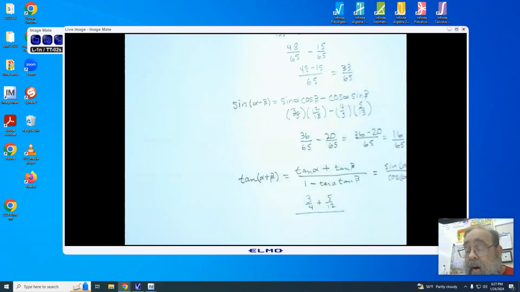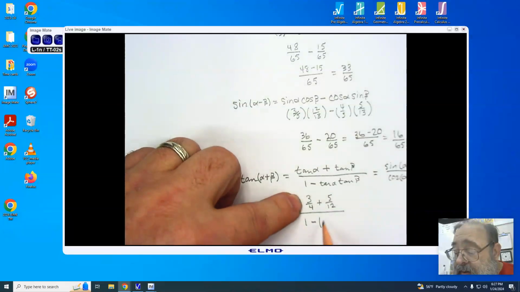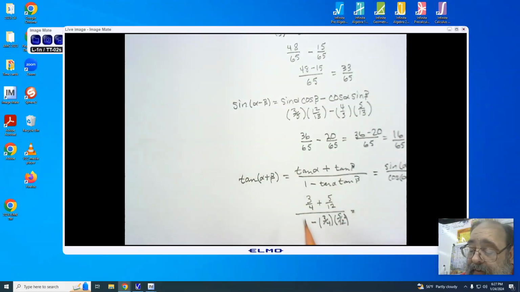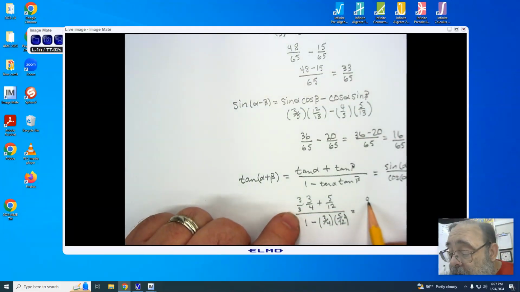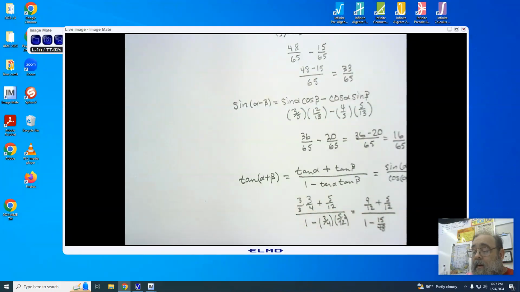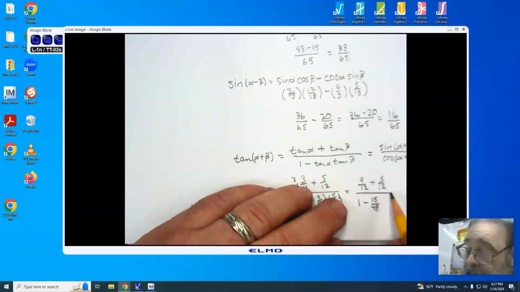Notice I'm going to have to get a common denominator. I then have 1 minus, and I'm using the same information, 3/4 and 5/12. One of the difficulties is we do have to get that common denominator, so I'm going to multiply by 3/3 in order to get 12ths. I then have 9/12 plus 5/12 divided by 1 minus 15/48. That means that I'm ultimately going to have to deal with 48ths and then take a reciprocal.